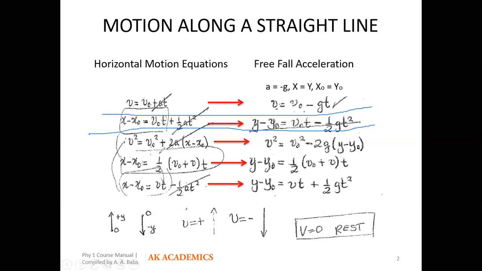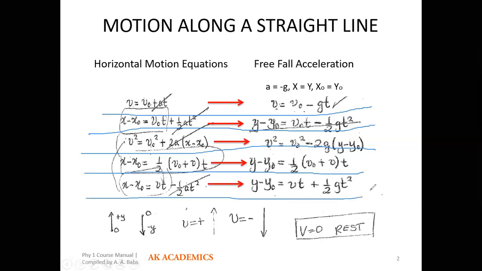These are the first and second equations for horizontal and vertical motions respectively. You can see for the third equations, this is what you have for both directions, and then these are the last equations for horizontal and vertical. They're all the same except for the fact that a is minus g in free fall or vertical motion. X and x naught are also transformed to y and y naught in the free fall or vertical motion. This is important.